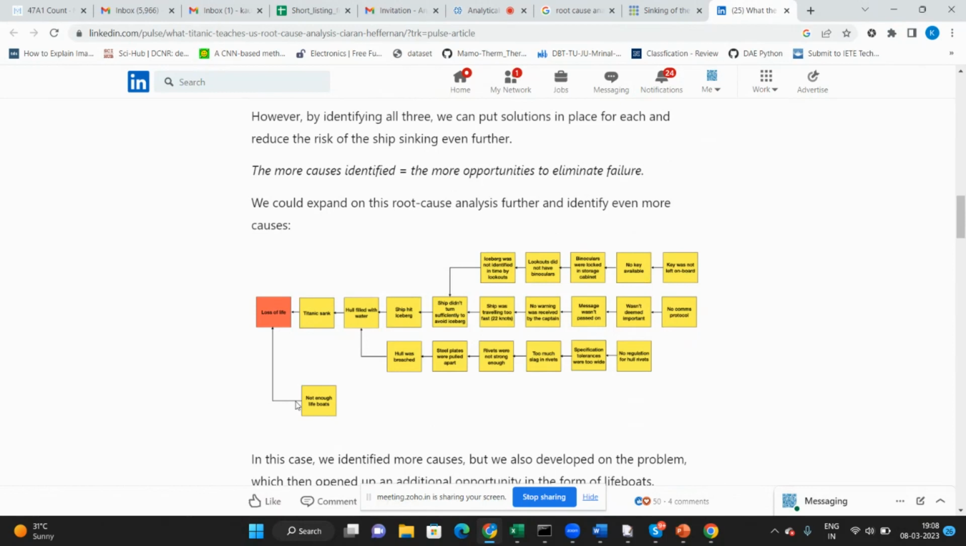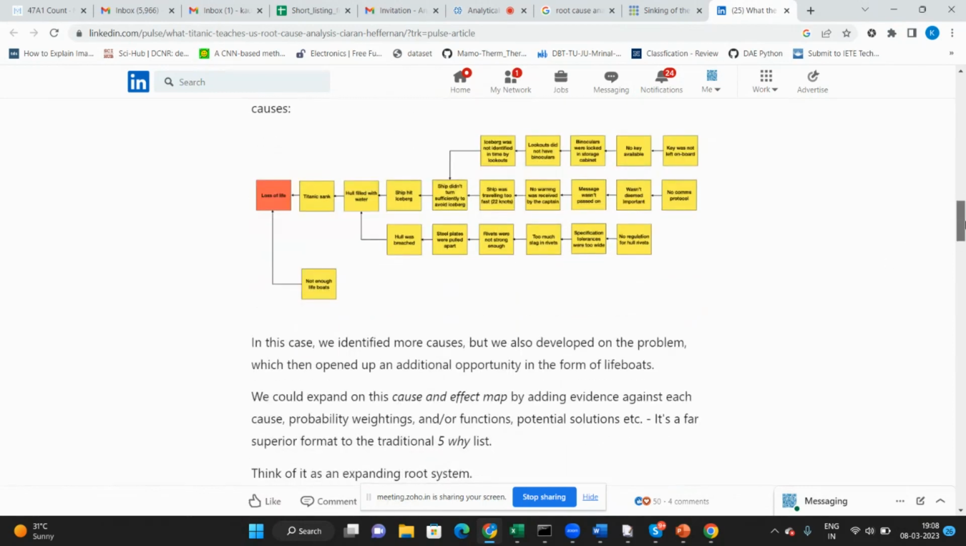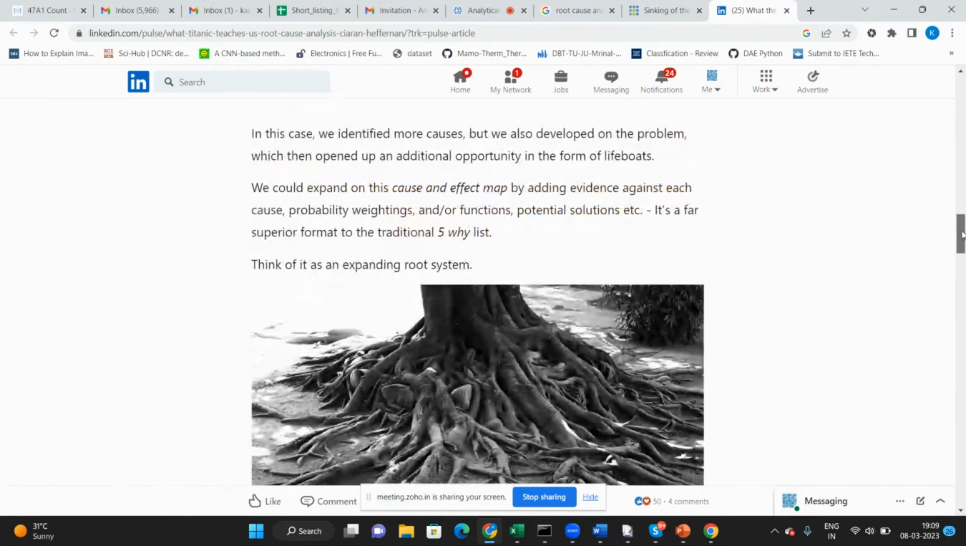Right. Another very simple reason is there were not enough lifeboats. A ship is going in the sea. It is bound to get into problems. So did we prepare for the disaster? Did we do disaster management? That could also be a reason. Now, we have so many causes that could have resulted in this problem. What is that one sure cause which, if we addressed, this problem would not have happened? That is the question, right? So, how do we find it?